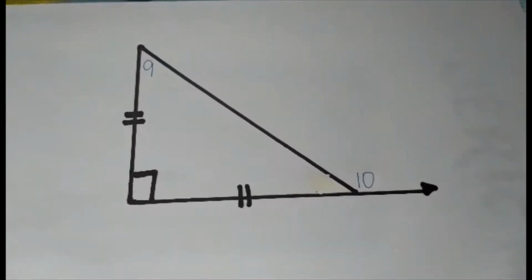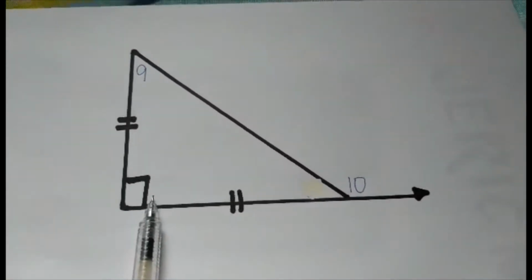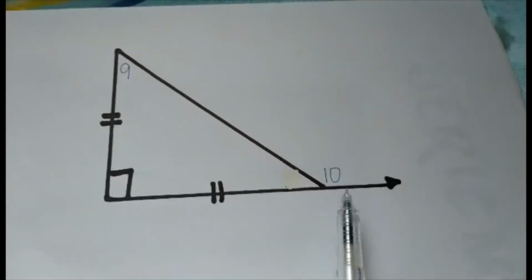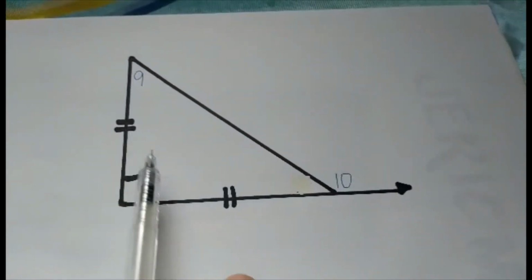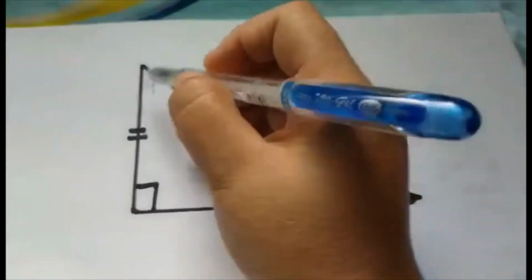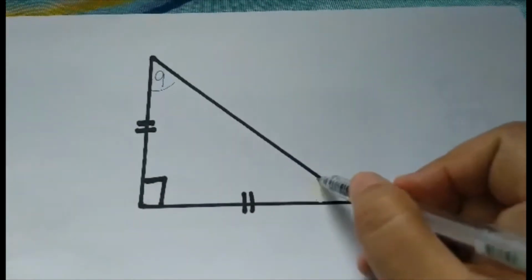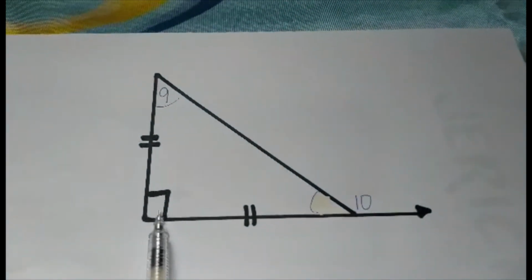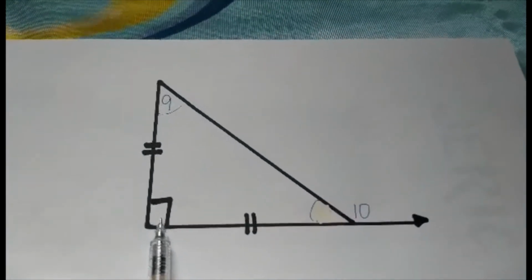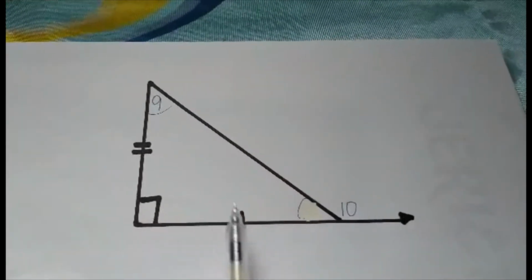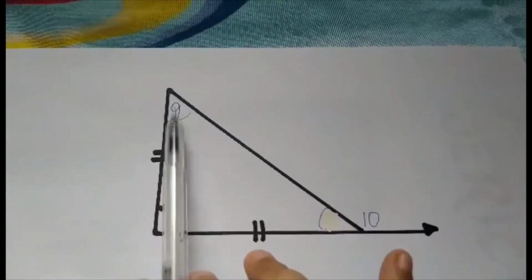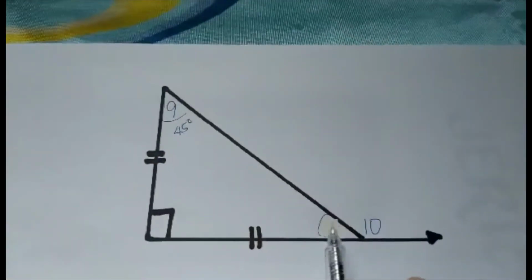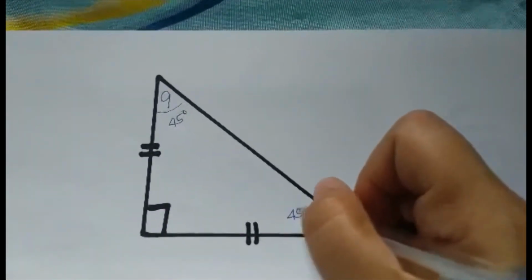For activity number 2, we have here a right triangle. So we are going to solve for number 9 and number 10. These two sides are congruent, so number 9 and this angle are also congruent. Now, since it's a 90 degree angle, so this is a right triangle, therefore this is 45 degrees, and this is also 45 degrees.